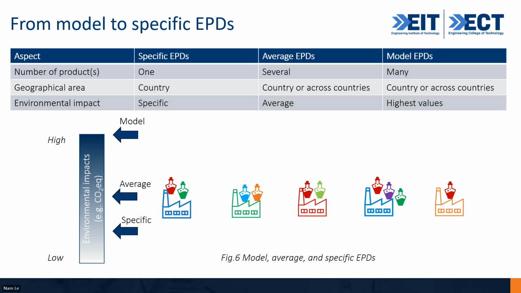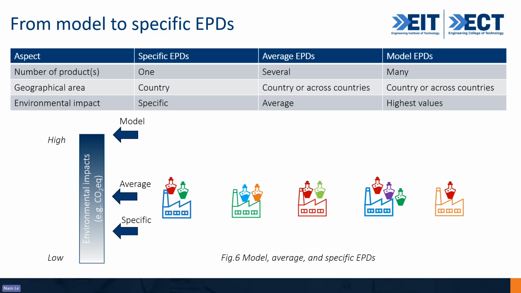Okay. And here I just want to introduce some types of the EPDs we have, not only for admixtures, but for all other products. Typically, we have specific EPD, average EPD, and model EPD. A specific EPD is when the EPD is for only one product, right? And we have only one product here, right?